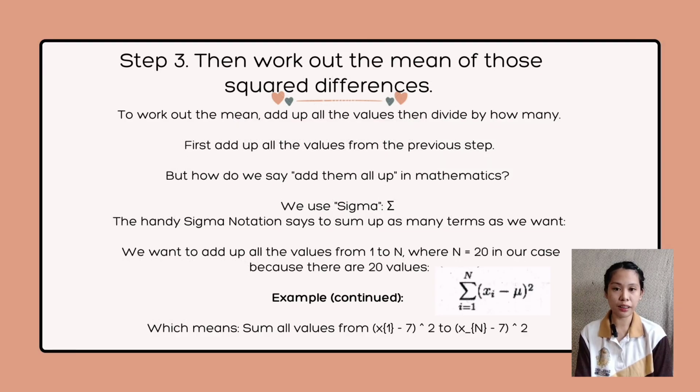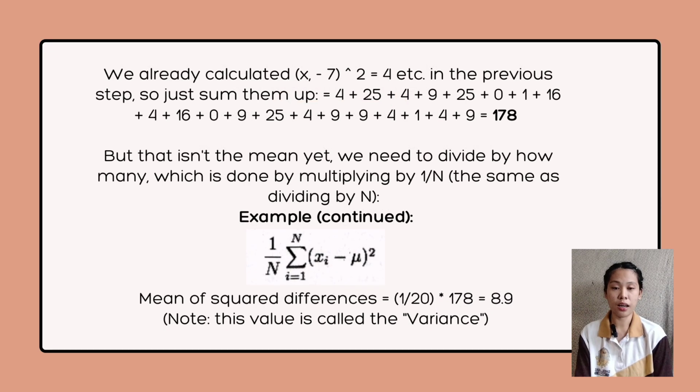Step 3. Finding the variance. We then add all the squared differences using sigma notation. The total is 178. Dividing this by 20 gives 8.9, which is called the variance.